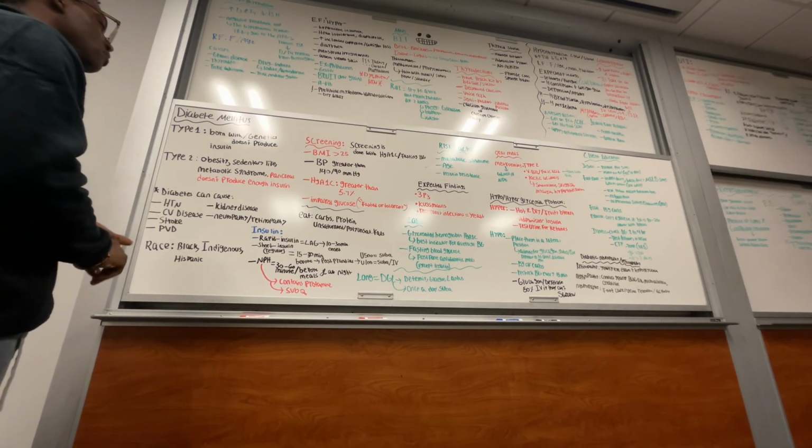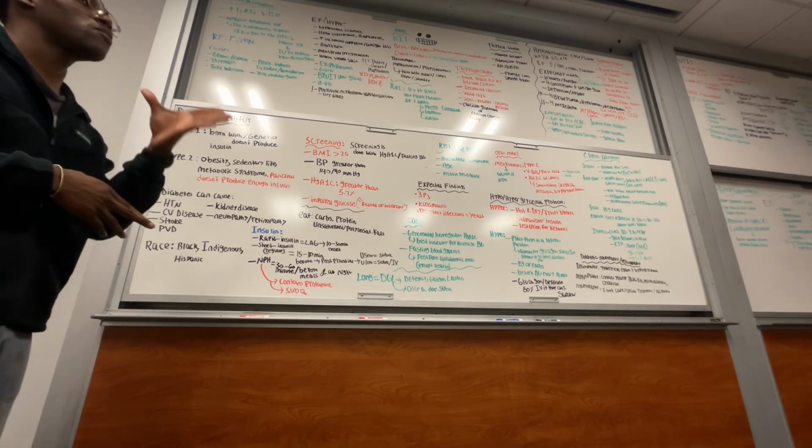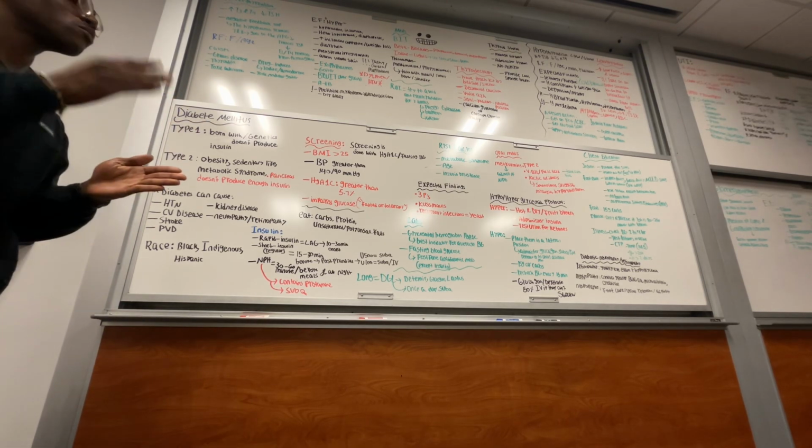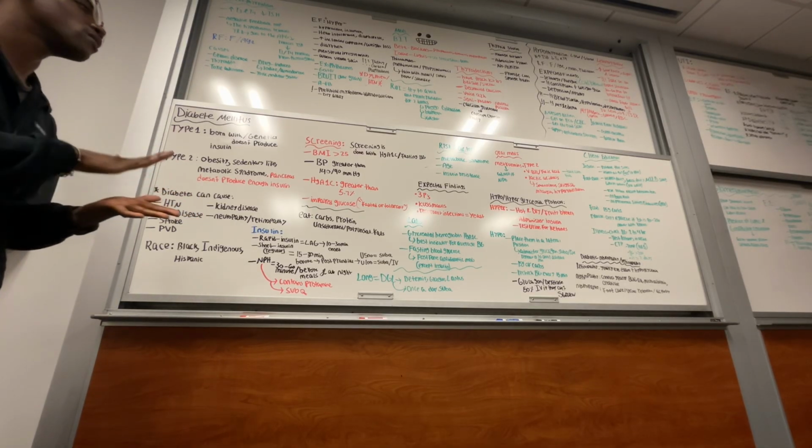All right, for insulin, you can give it to type 1 and type 2, but for type 1, you only give insulin. They need insulin because if they don't have insulin, their sugar is going to be super high.